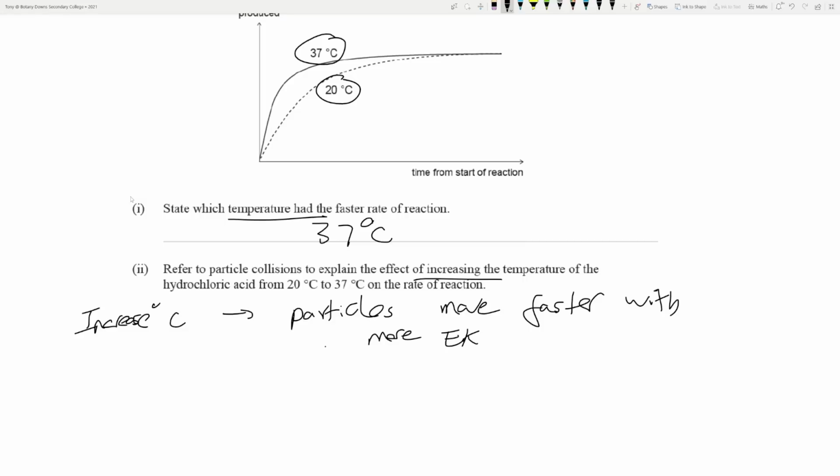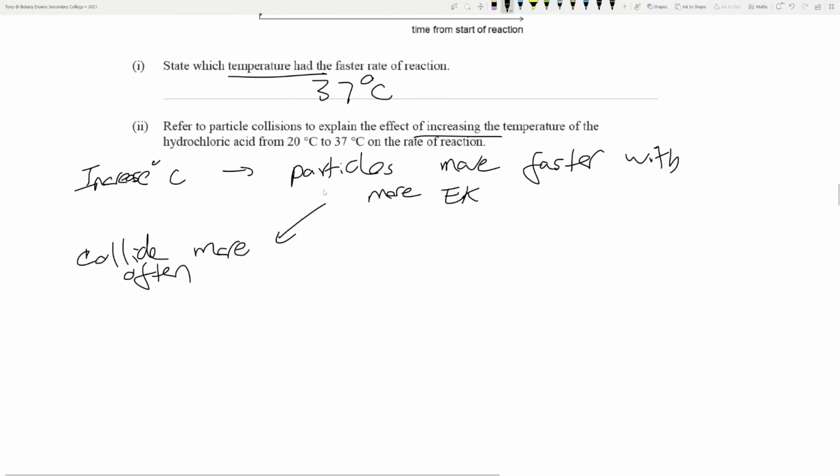Now this means two things. That means they will collide more often. There will be more collisions per second, per minute. They'll collide more often, which means there's going to be a higher frequency of collisions. So there's going to be more collisions per unit time.